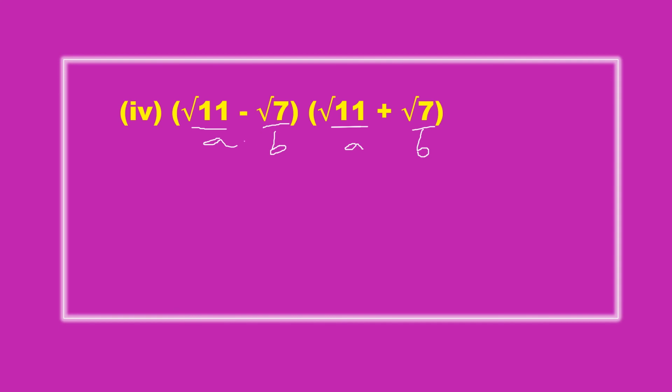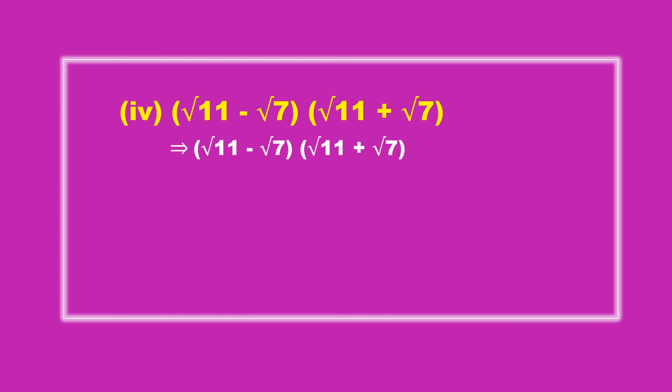Here it is minus and here you have plus. So you can use the identity a minus b into a plus b, which is a square minus b square. Use this a square minus b square and simplify the problem. Simple, right? So let me take the first step as my question only.